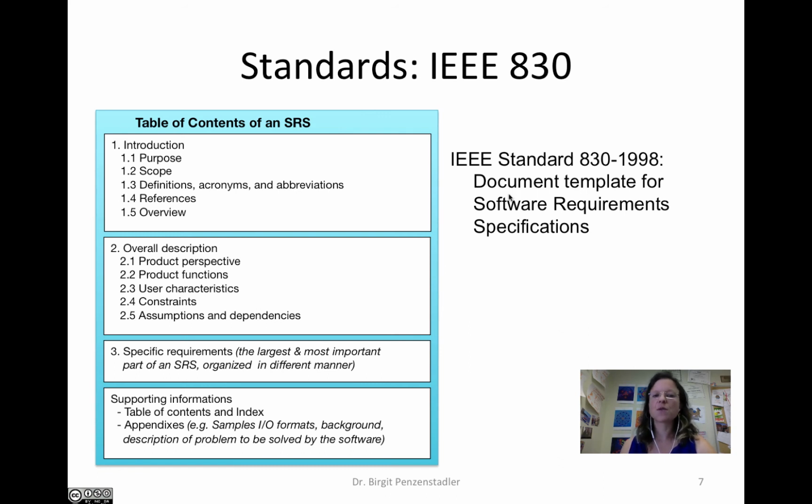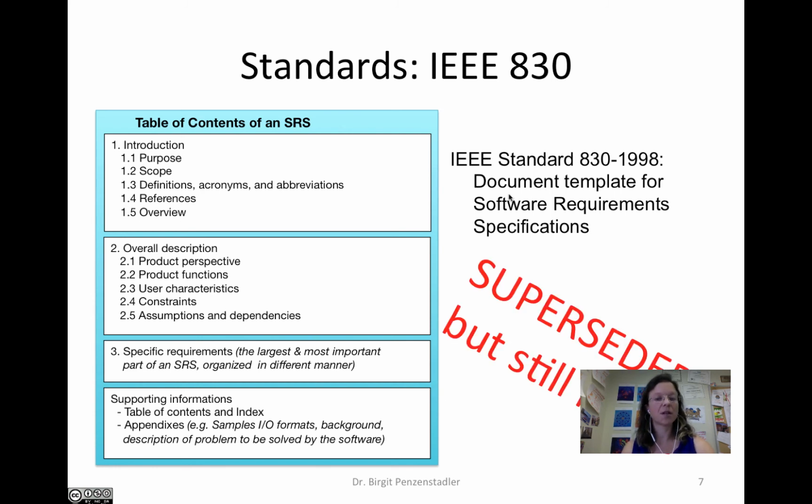The third section is concerned with specific requirements. So this is the largest section of your software requirement specification, and it will be organized according to what type of system you are developing. So there may be a fair difference in between developing a specification for a business information system versus an embedded system. So that's why they stayed on a higher level of granularity here. And then at the end, we'll have supporting information like the table of contents, the index, and some appendices. For example, on specific input and output formats, the technical background of some components used in there, or a description of the problem to be solved by the software if that was not detailed enough in the introduction.